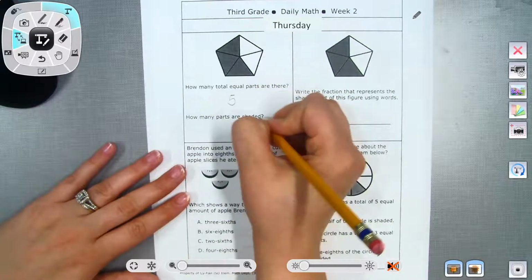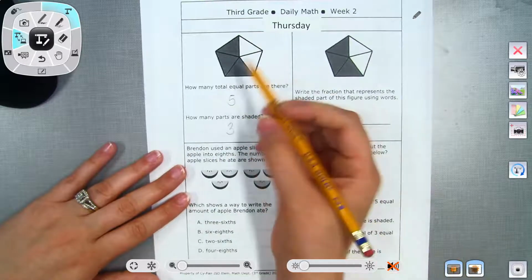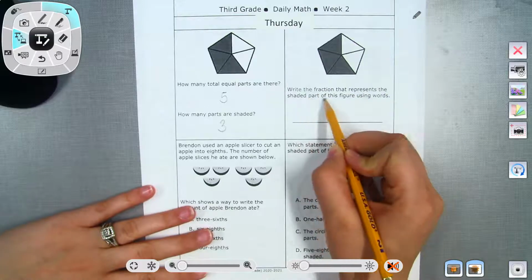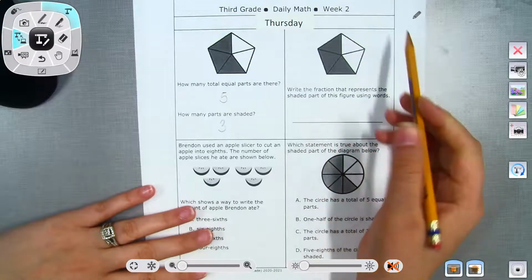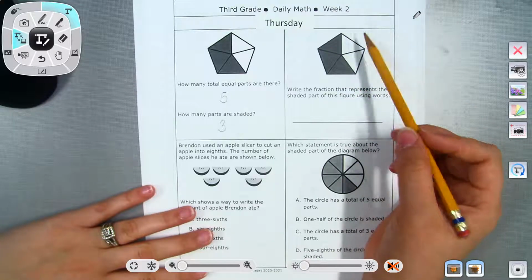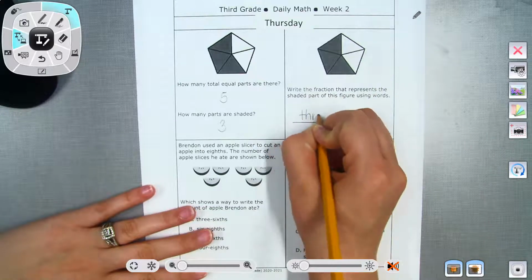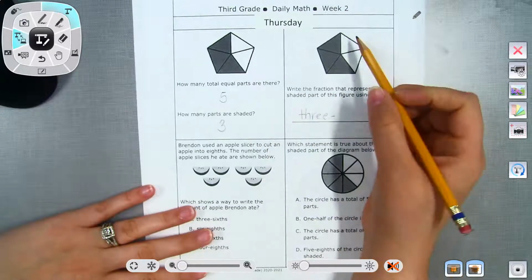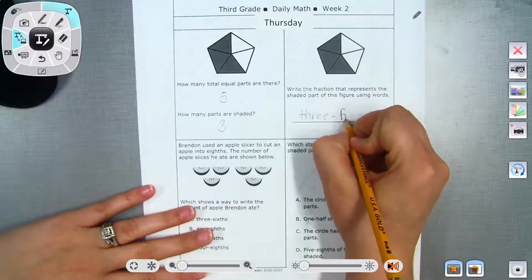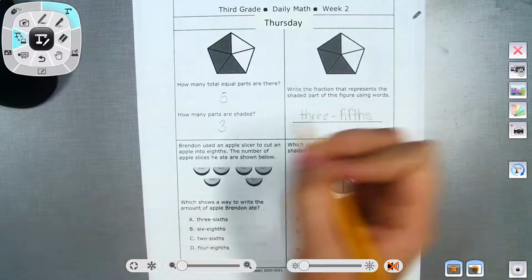How many parts are shaded? 1, 2, 3. Okay. Let's write this one. Write the fraction that represents the shaded part of the figure using words. So I always do, how many are shaded? 1, 2, 3. So 3, and then I do the total. 1, 2, 3, 4, 5. 3/5. 3/5 is what is shaded.